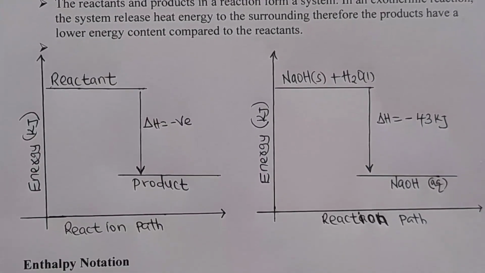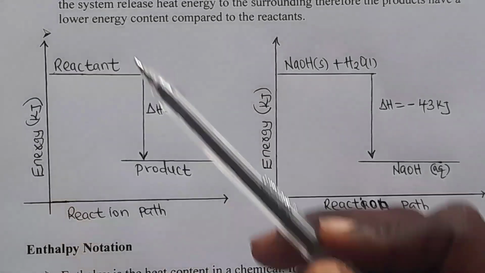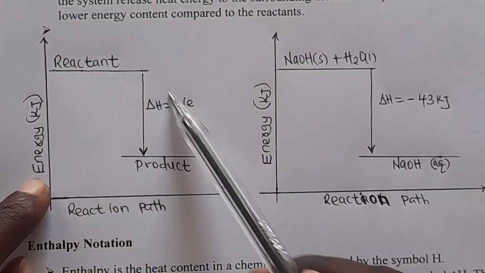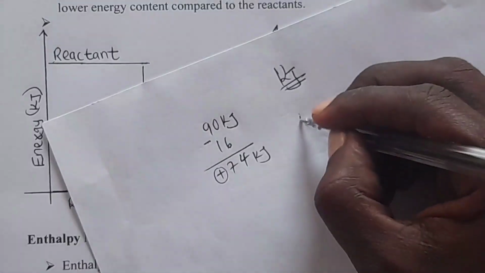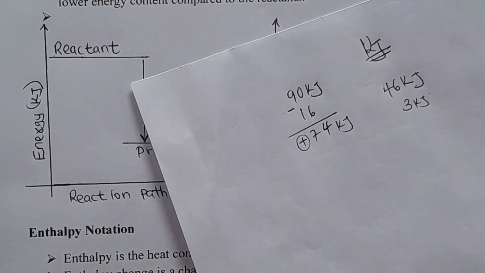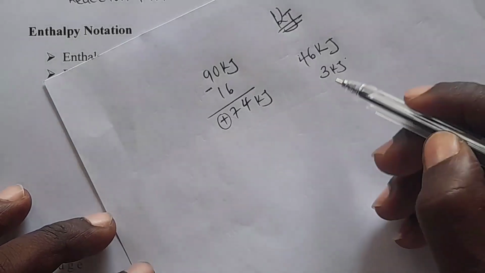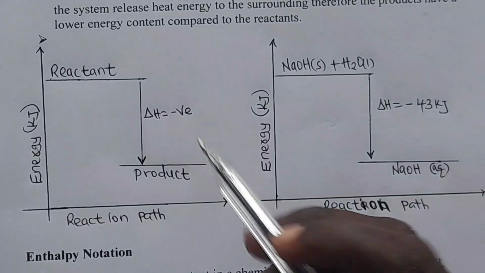So to draw the general energy level diagram for an exothermic reaction, the reactants will be up because the reactants have a higher energy content than the products. So the products will be down here because they have a lower energy content. That means the enthalpy change that we are going to get will be negative. For example, if the energy in our reactants is, let's take, 46 kilojoules, and the one for products is 3 kilojoules, the heat change is given by enthalpy of products, which is 3 in our case, minus enthalpy of reactants, which is 46 in our case. We are going to get negative 43 kilojoules. So the enthalpy change for an exothermic reaction will be negative.